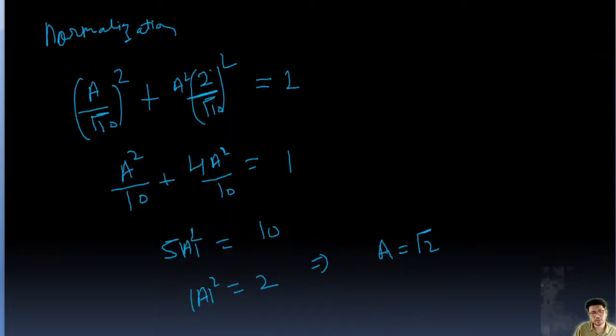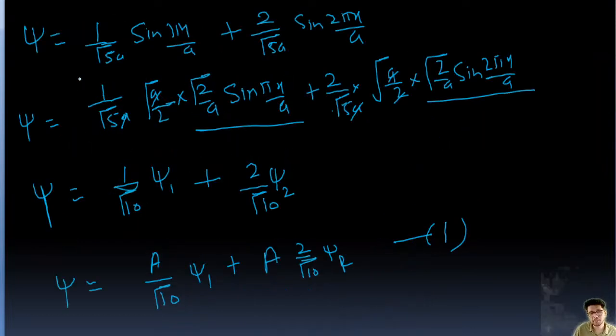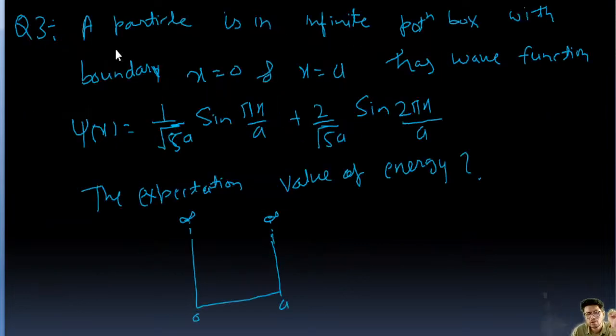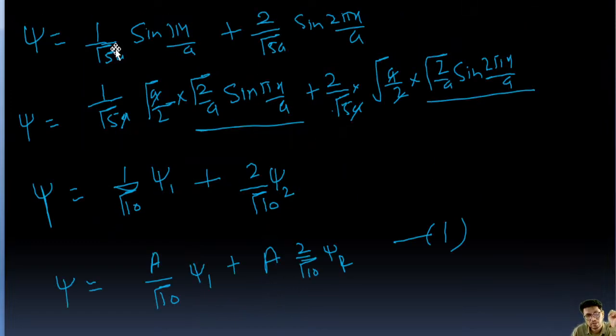So this is the procedure, guys. Else if you are given this normalized function and you want to calculate the expectation value, then you will do integration of psi star H psi from minus infinity to plus infinity upon integration of psi star psi from minus infinity to plus infinity. So this is going to be very lengthy, and this is the best procedure by which you can easily solve it.